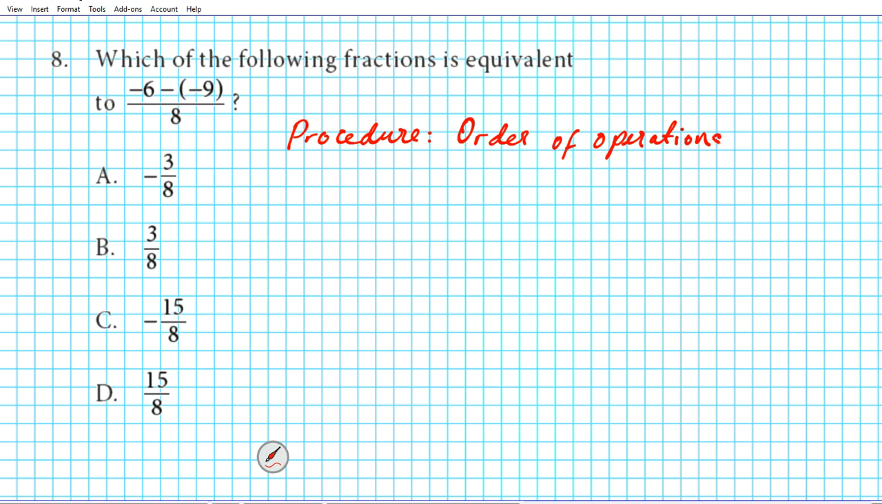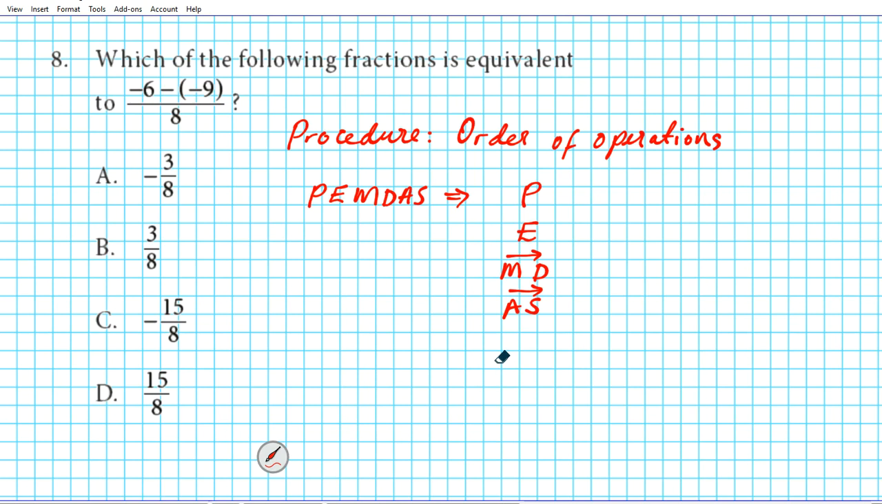Order of operations. What are my order of operations? Please excuse my dear Aunt Sally. Which basically means we do parentheses first, exponents second, you multiply and divide from left to right, and then you add and subtract from left to right.